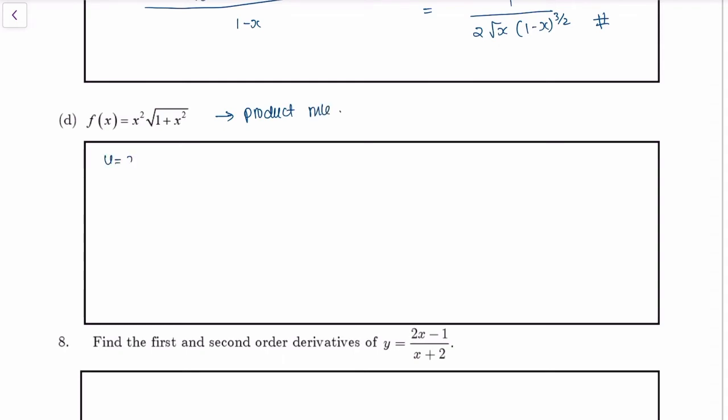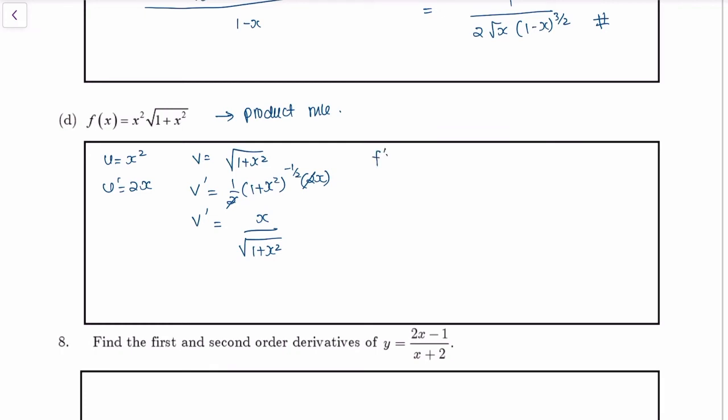Okay. u equals x square. v equals square root of 1 plus x square. u prime equals 2x, v prime equals 1 over 2, 1 plus x square to the power of negative 1 over 2 times 2x. Okay, then v prime is x over square root of 1 plus x square.